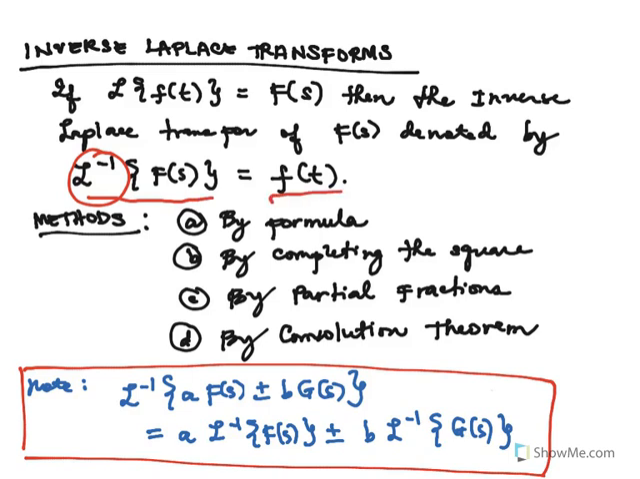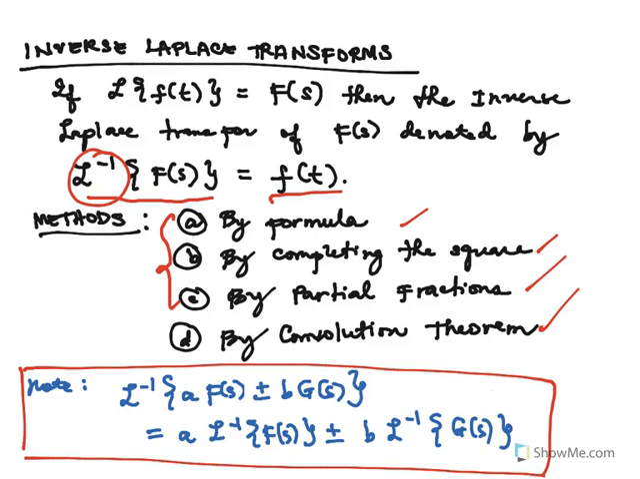And we have four methods on how to get the inverse Laplace transform of a given function. One is by formula, the other is by completing the square, you have by partial fractions, and by convolution theorem. So in this video, we will have examples using the first three, and then later on we'll have the fourth one.